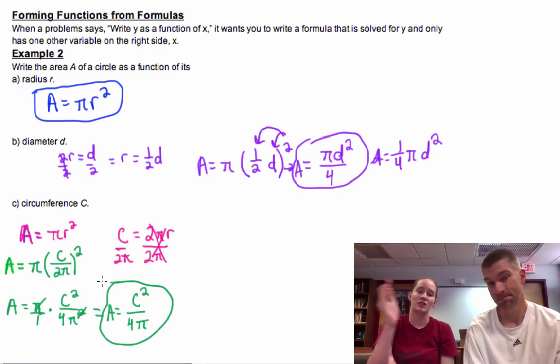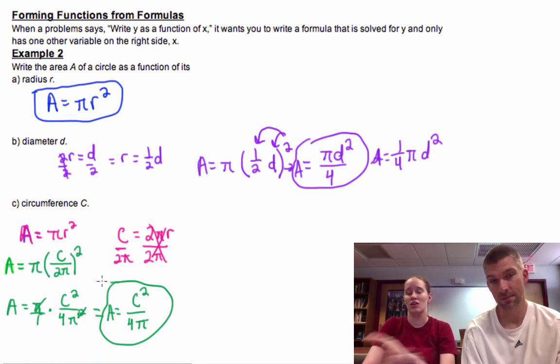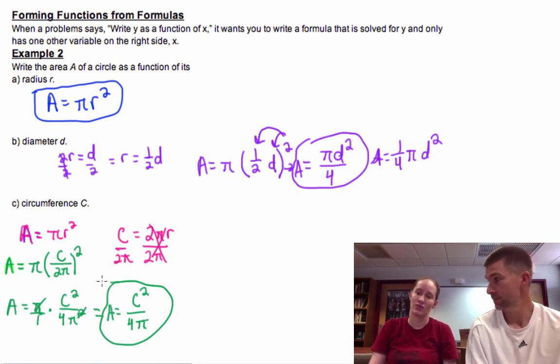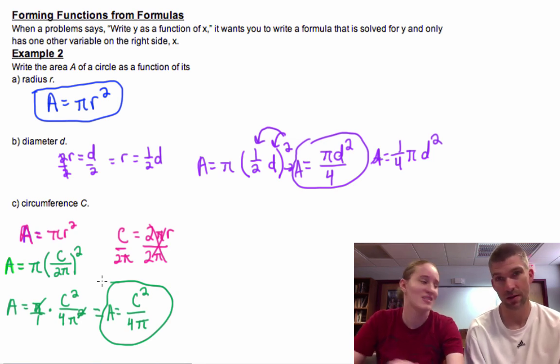The whole point, though, is that we wrote area as a function of the circumference. So A was on the left, C was on the right. No other variables were involved. This was variable safe production.